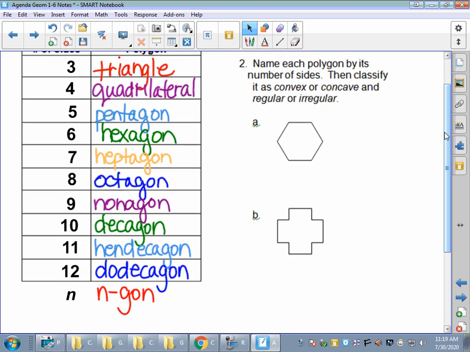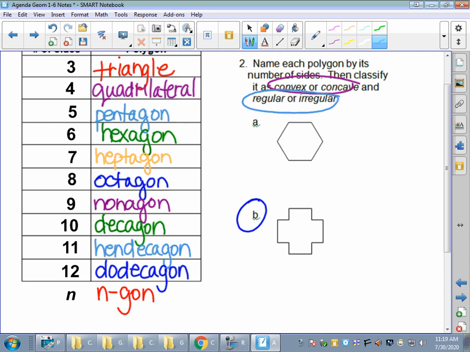So let's just do letter B. It says to name each polygon by its number of sides, classify it as concave or convex, and then regular or not regular. So first of all, how many sides does this little guy have? 1, 2, 3, 4, 5, 6, 7, 8, 9, 10, 11, 12. So a 12-sided figure. Hopefully you are getting down a dodecagon.